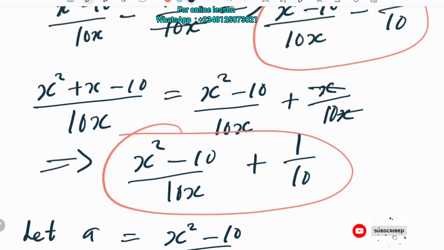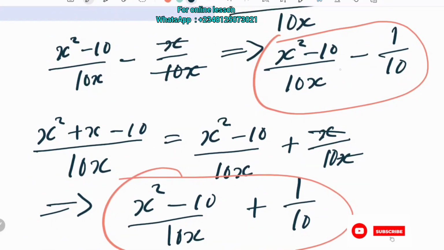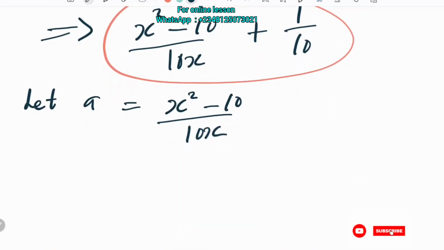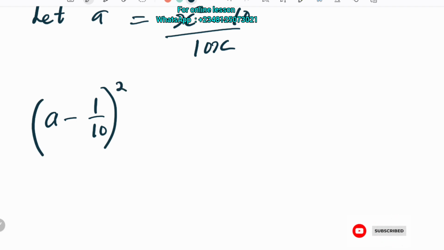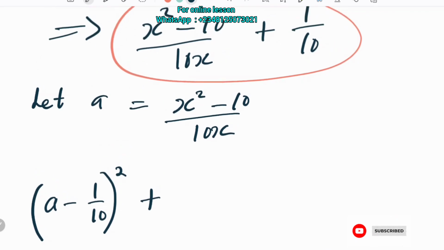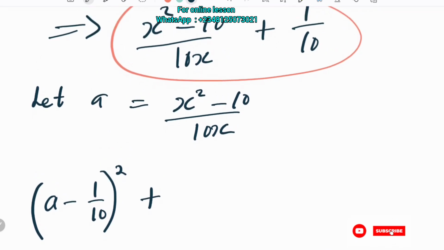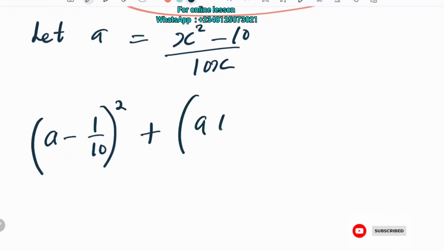So from both expressions, the first term of the bracket is this one here. So here will become A, then minus 1 over 10. So which means we now have A minus 1 over 10. So the original expression becomes A minus 1 over 10. Then remember we have a square in that first bracket. Then what is the next one? Plus. The next one was simplified to x squared minus 10 over 10x plus 1 over 10. So which means here we have A plus 1 over 10 all squared.